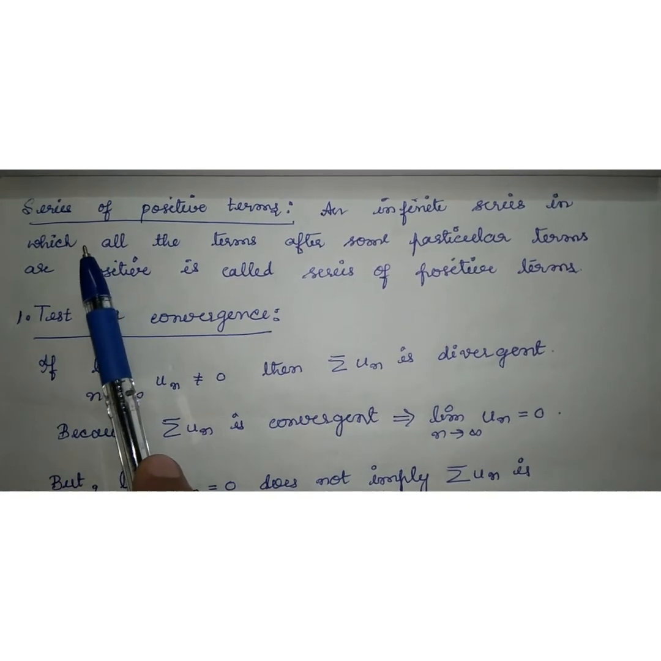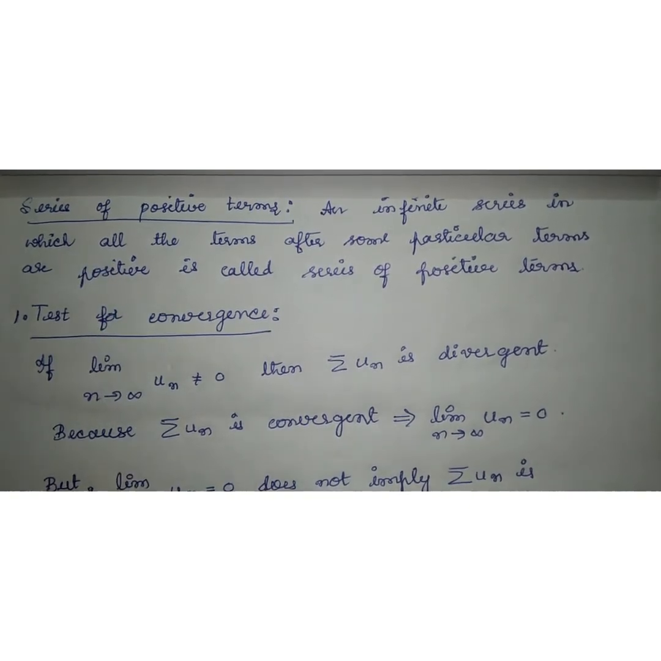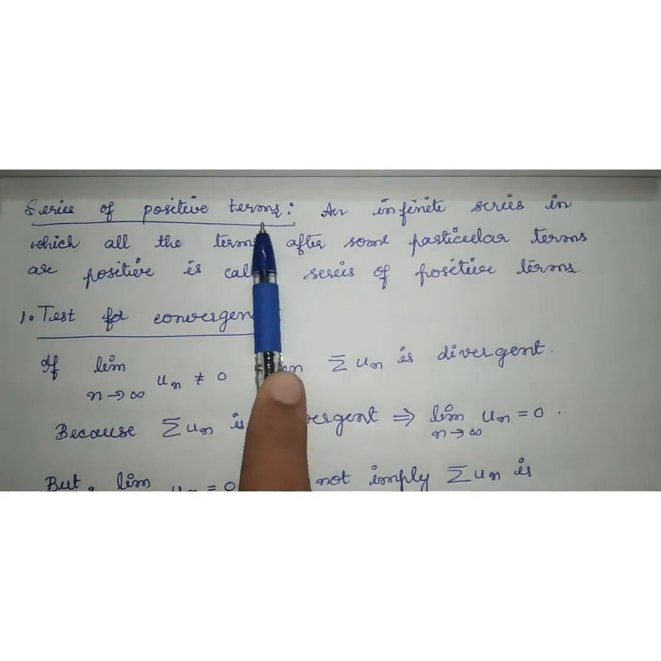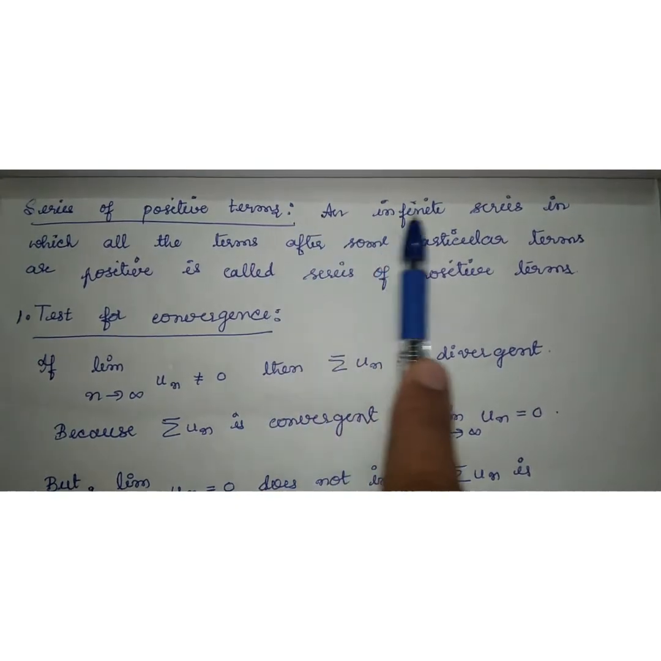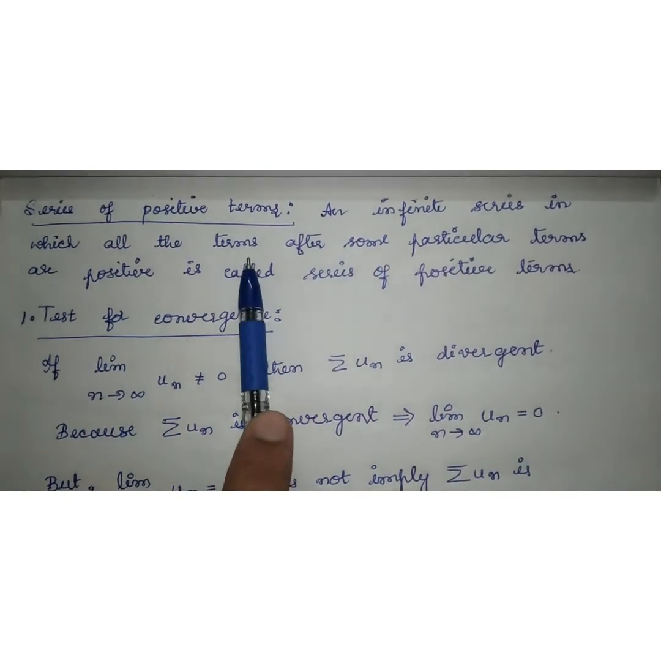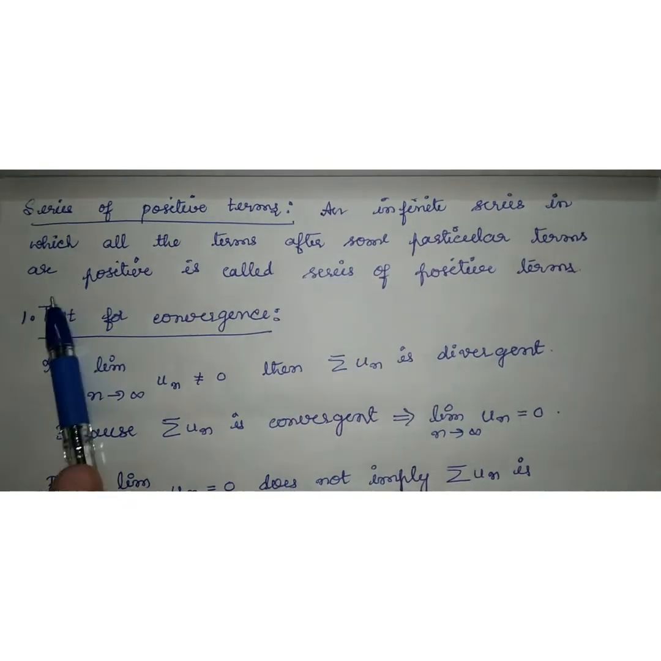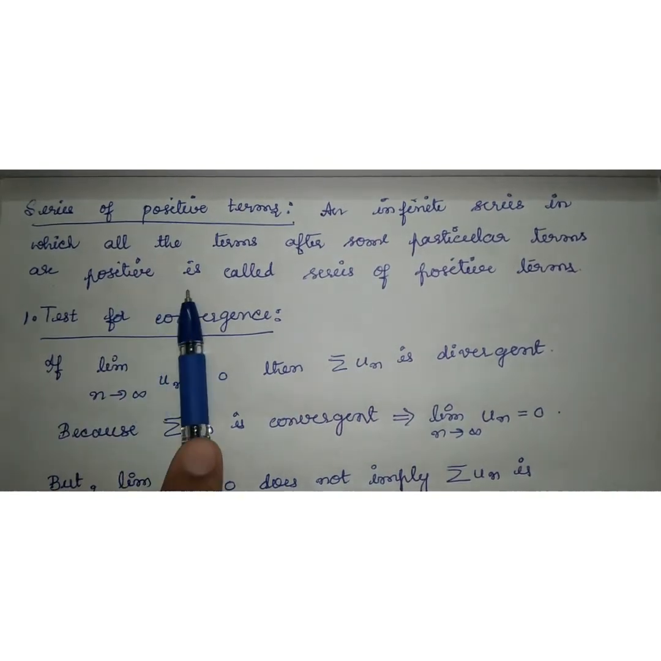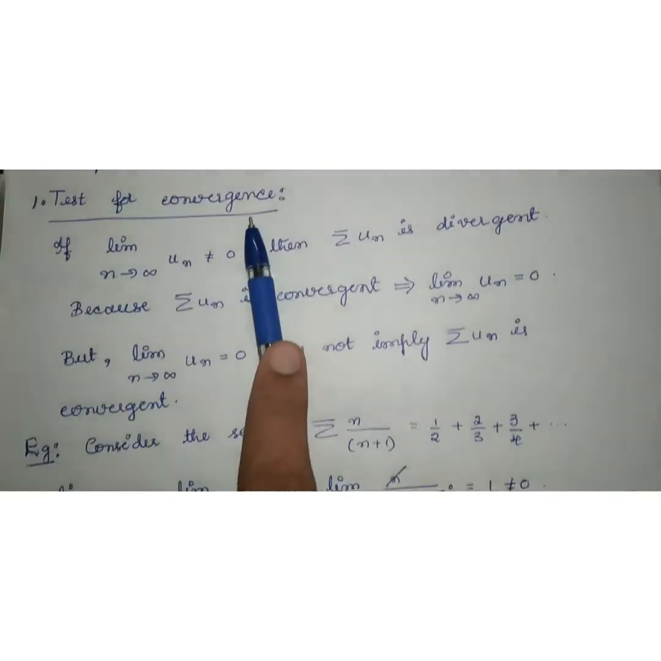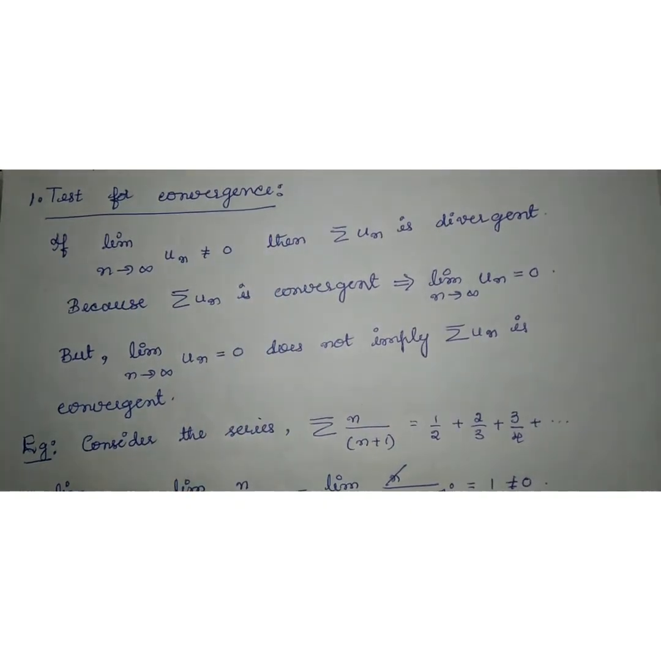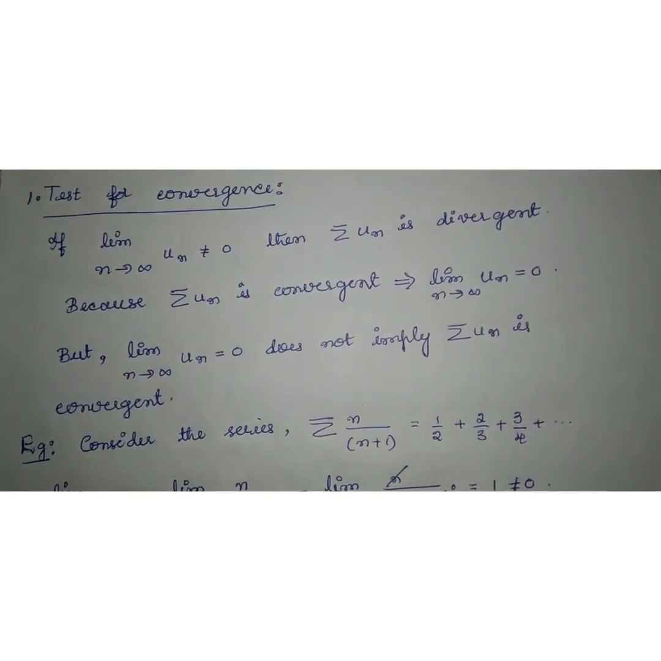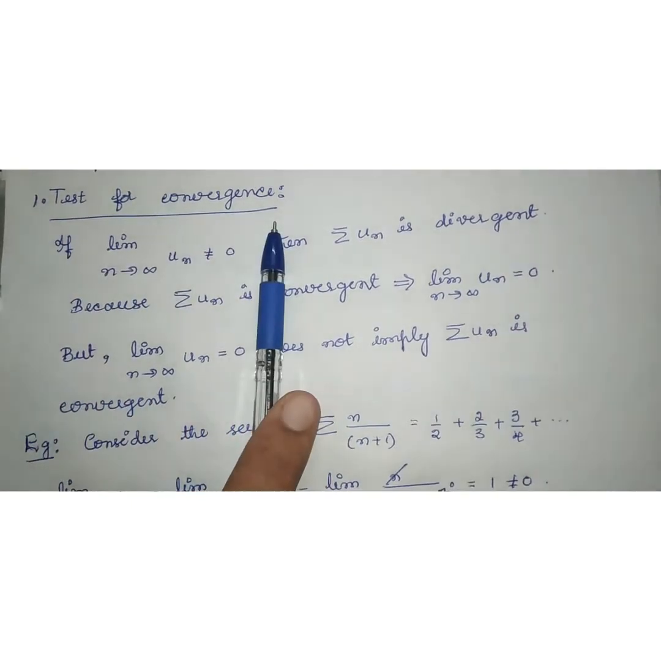First of all, let us see what series of positive terms are. Series of positive terms are infinite series in which all the terms after some particular term are positive. Now let us see the different types of tests we can conduct on this positive series to find the nature of the respective series. So the first test is the test for convergence.